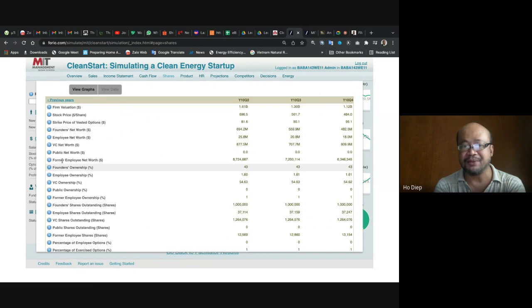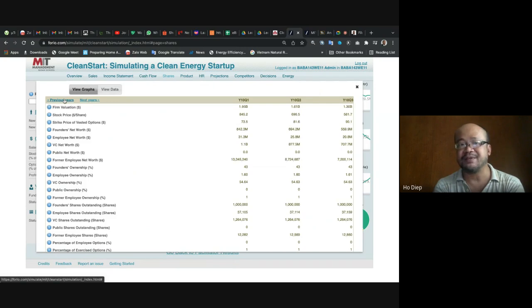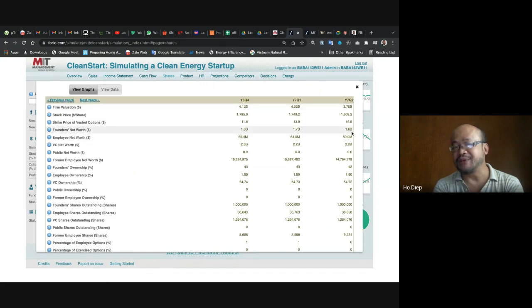So what I'm looking for is the founder's net worth. You see here, founder's net worth, at least on year 10, quarter 4, is $500 million US. And you can see all their previous years as well, by clicking on previous years. So in year 7, they managed to reach around $2 billion US. And then they basically start to lose their market share.